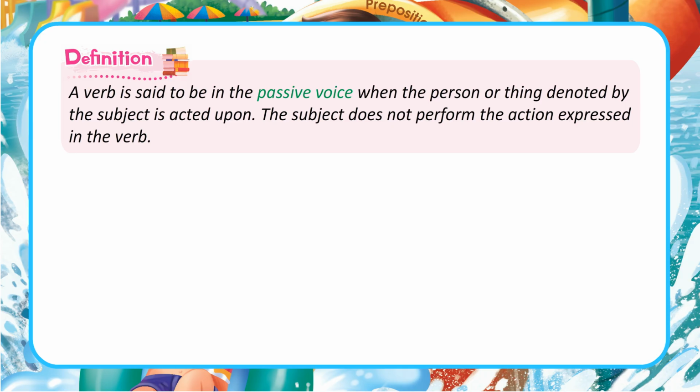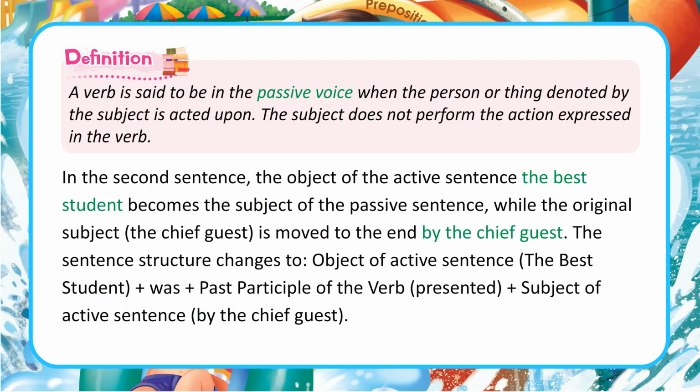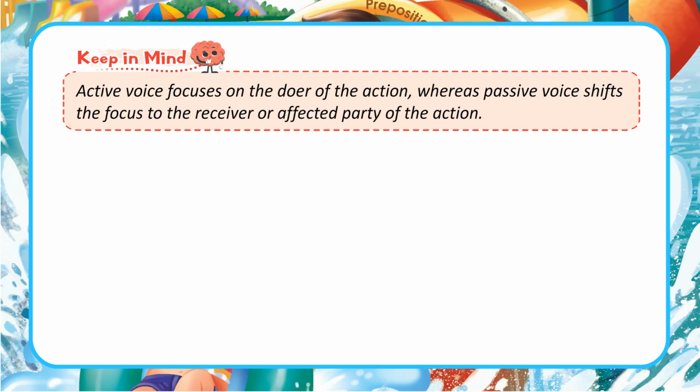Definition. A verb is said to be in the passive voice when the person or thing denoted by the subject is acted upon. The subject does not perform the action expressed in the verb. In the second sentence, the object of the active sentence, the best student, becomes the subject of the passive sentence, while the original subject, the chief guest, is moved to the end: by the chief guest. The sentence structure changes to object of active sentence, the best student, plus was plus past participle of the verb, presented, plus subject of active sentence, by the chief guest. Keep in mind, active voice focuses on the doer of the action, whereas passive voice shifts the focus to the receiver or affected party of the action.